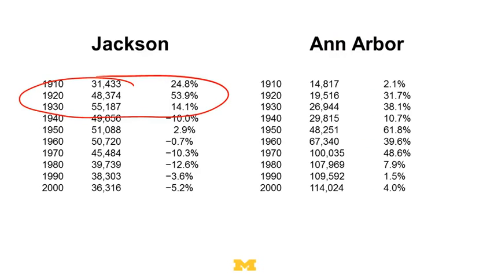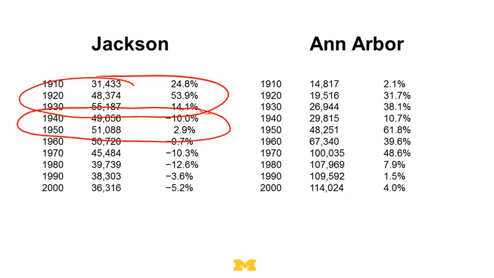This was a period where there's a lot of crime in the United States, and prisons were a good business to be in. But if you look in 1940 and 1950, you see minus 10% and 2.9%. Now we're suddenly sending people off to war. Those people are coming back from war, and what you get is a decrease in the population.